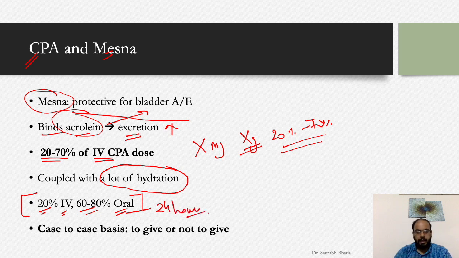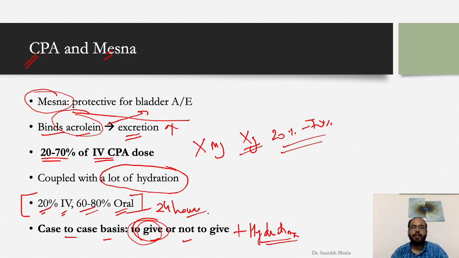Okay. Remember, it's a case to case basis to give or not to give, but it is always beneficial to give. Plus, you have to couple with hydration. This is very important. Hydration is important. So whenever you are planning a patient for long-term or even short-term cyclophosphamide use, whether oral or IV, hydration is much more important, and you have to couple it with Mesna to prevent bladder adverse events. Clear?